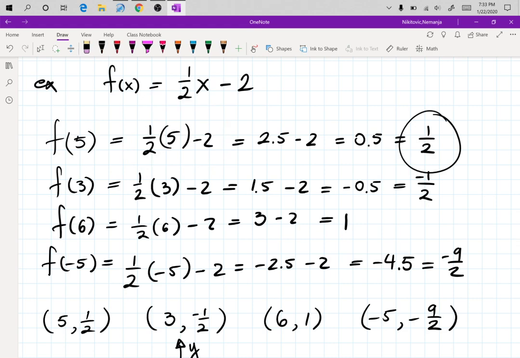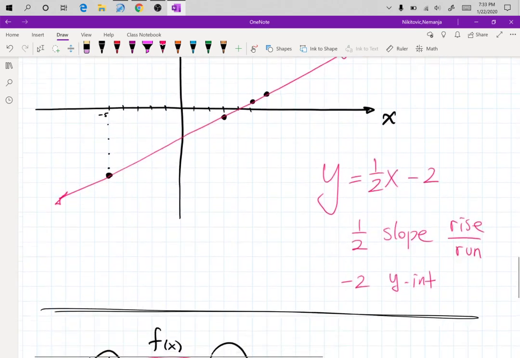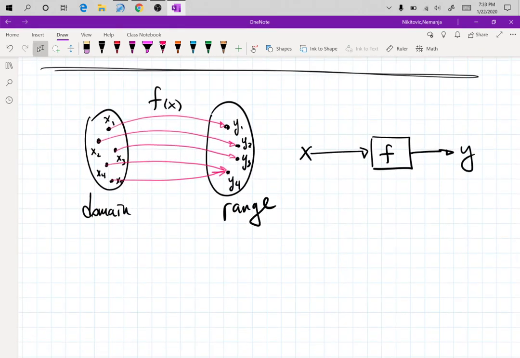So ultimately, what do functions do? They change one number into another number using the rule that is assigned to you. Because you see that in the first line, 5 was changed to 1/2, 3 was changed to -1/2, 6 was changed to 1. Functions change numbers using the rule that is assigned, whatever the application is. And we are going to use that to compute a whole bunch of stuff.